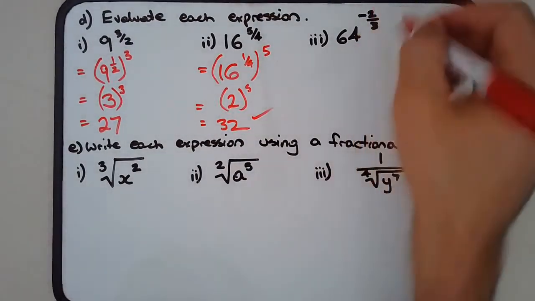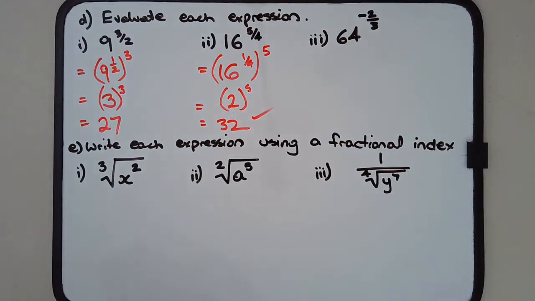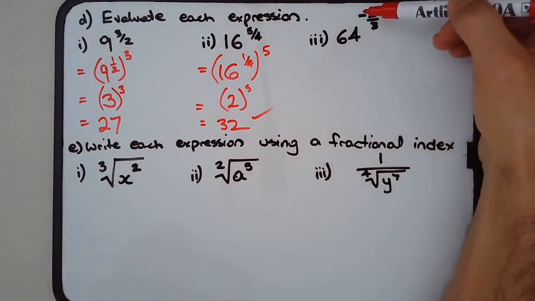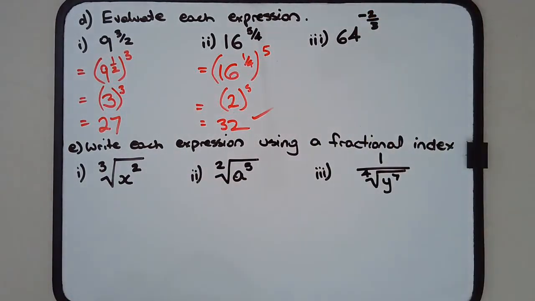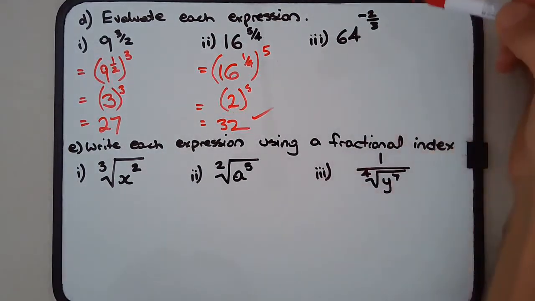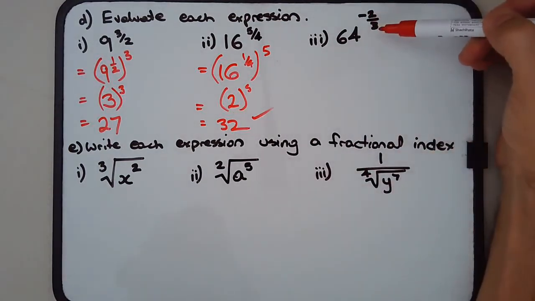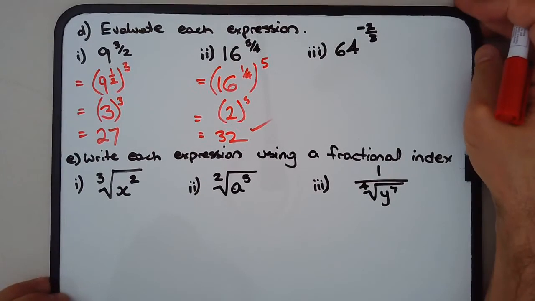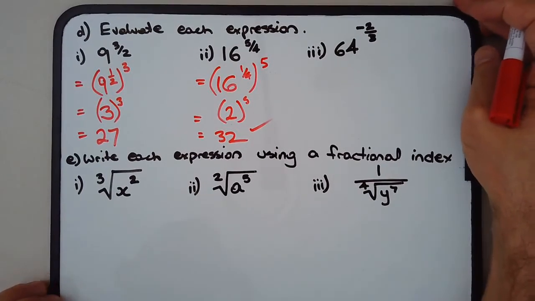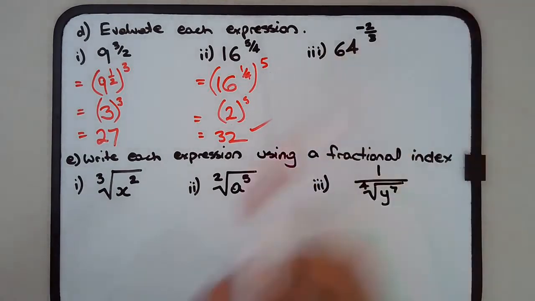All right. What about 64 to the power of negative 2 on 3? This one has 3 rules applying. You've got the negative index law. You've also got the power to a power index law number 3, index law number 5, and index law number 6. Now, yeah, you can apply them all. There's 3 rules, sort of all in one. How nice. All right. Can we break this down a little bit?